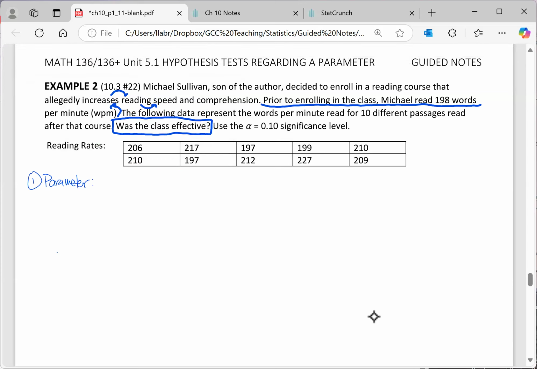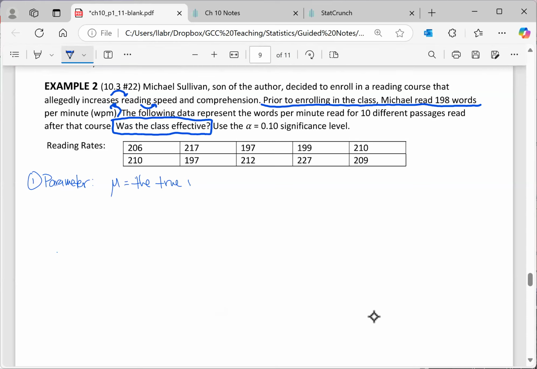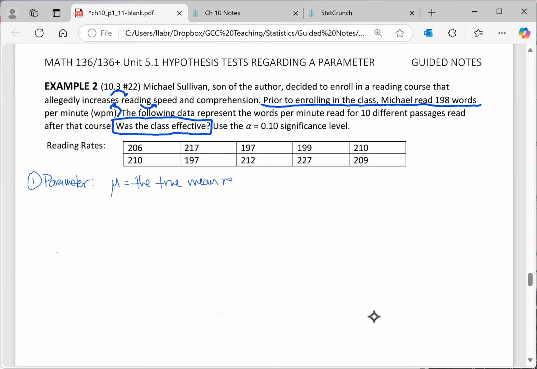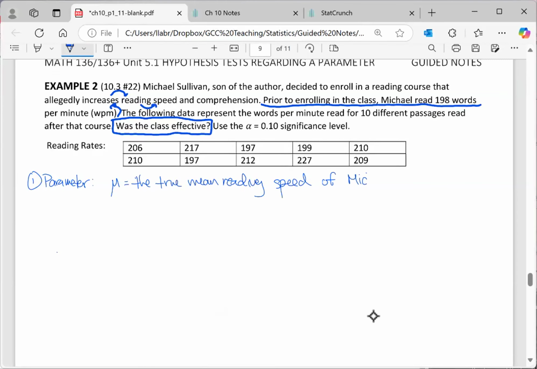So what is the parameter? And obviously we're looking at reading speed, but not for everybody. We're just interested in Michael's reading speed. So here's going to be mu, which is the true reading speed. I guess mean reading speed of Michael Sullivan.